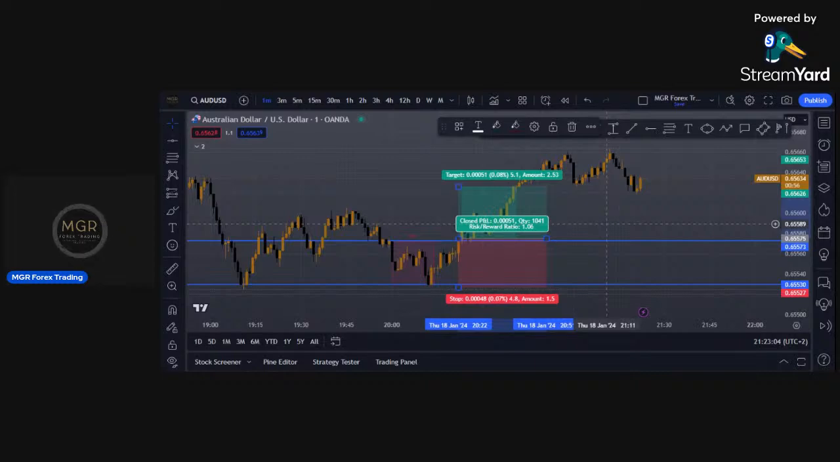As you can see over here, where did we break? We broke on this candle. See that candle over there, that big candle. This one, unfortunately, it did not break.